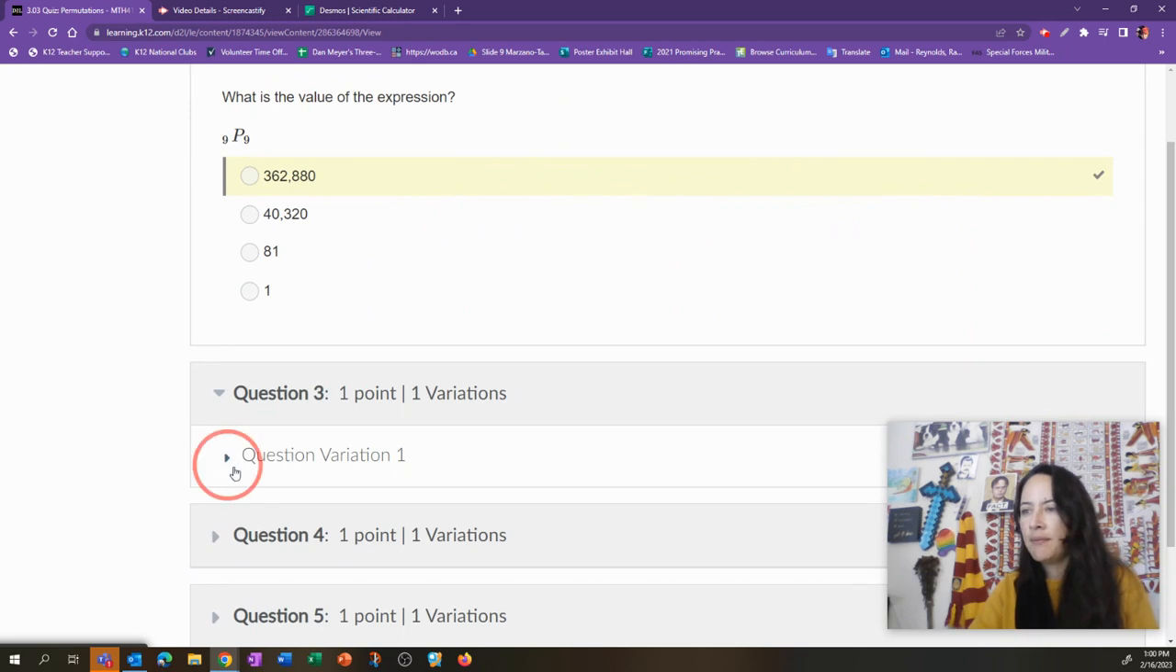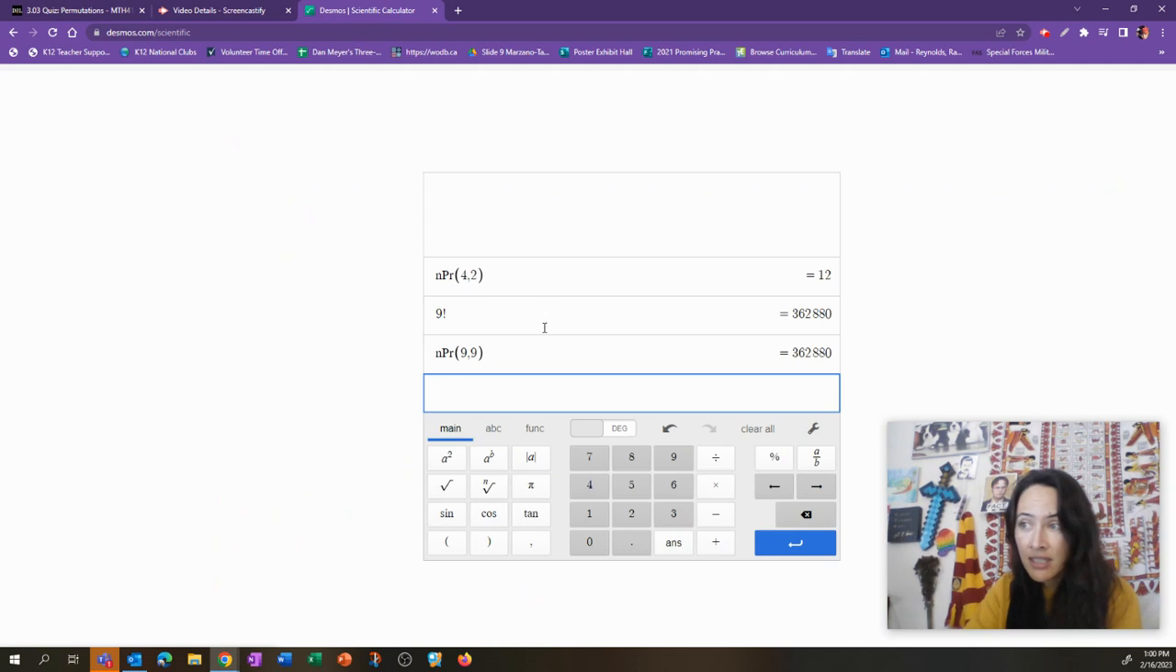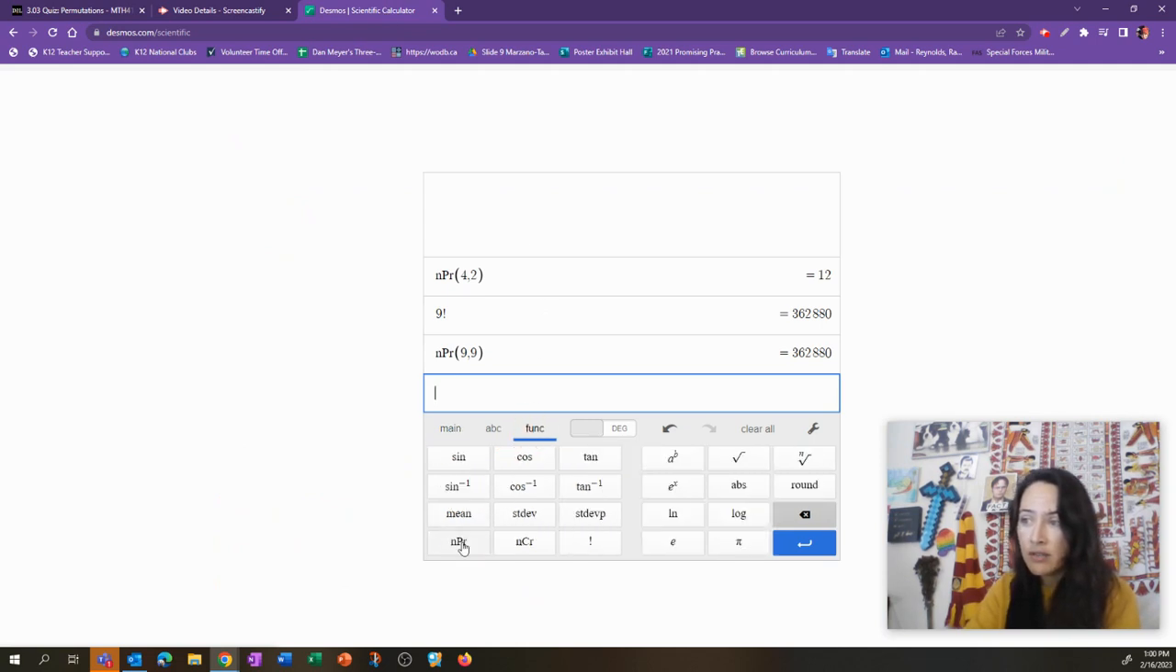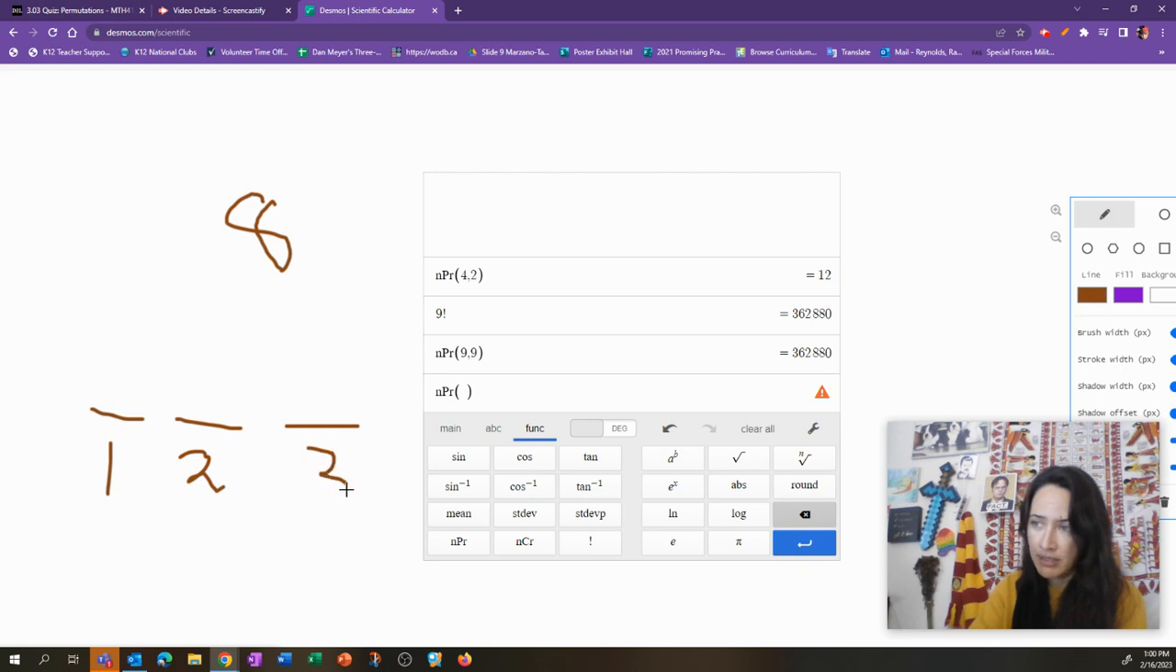Almost. Gonna keep going. Use a permutation expression to solve. 8 swimmers are competing in a race. How many ways can the swimmers fill the top 3 spots for the fastest times? Well, now you have to decide what you're doing. Okay, so remember, you have 8 swimmers, and you want to know how many for the top 3 spots.